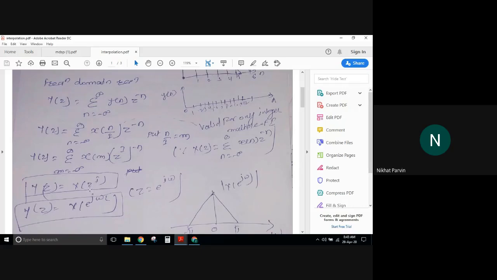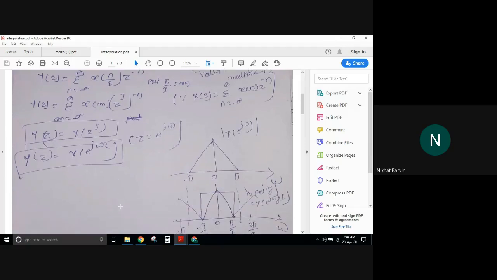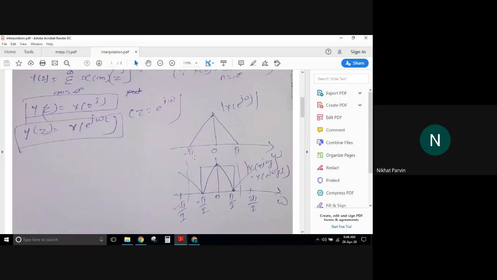If you say here z equals to r e power j omega, where radius r equals 1, therefore you can rewrite the equation like y of z equals to x of e power j omega I. This is I, not L. X of e power j omega I. This is what I was saying about anti-imaging, right? You can see from this frequency spectrum even. Here earlier, this was your input, x of e power j omega. Duration is from minus pi to pi.